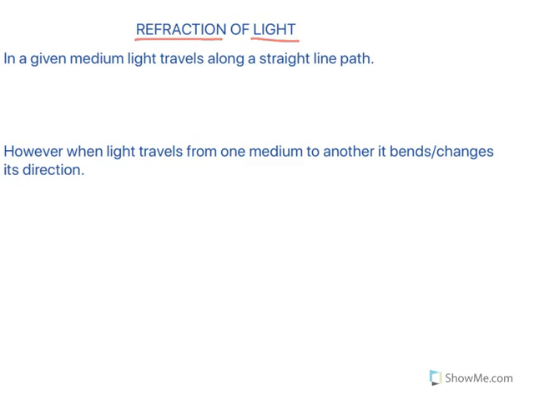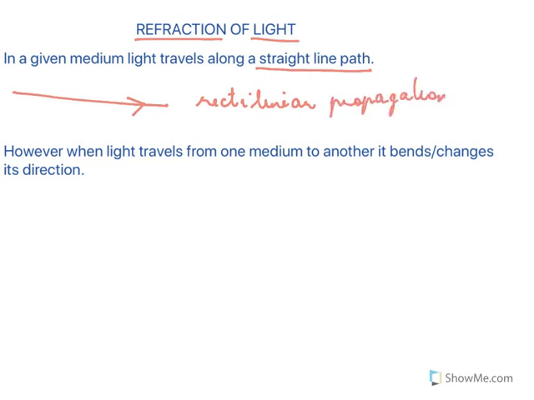In a medium, light travels along a straight line and it does not change its path. Like we always know, the light would travel in a straight line. This is called rectilinear propagation of light. It always travels along a straight line path.